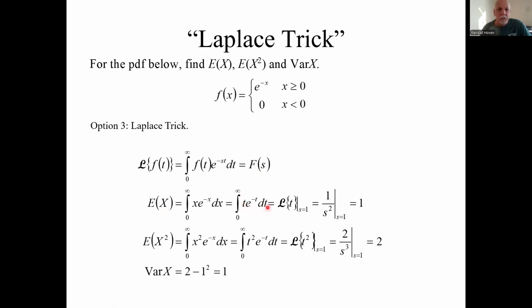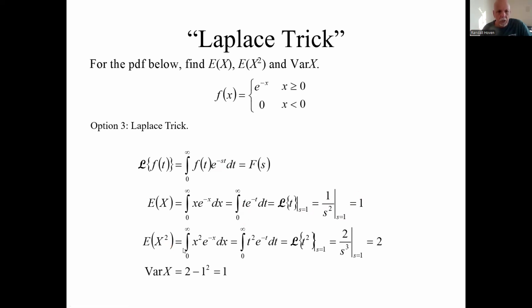But let's change the x's to t. So we're still taking this integral. Well, if you look at it, that's the Laplace transform of t, where s is just 1. So if you know Laplace transforms, the Laplace transform of t is 1 over s squared. Plug in s equals 1, you just get 1. That was a lot easier than integration by parts or looking it up in the table.